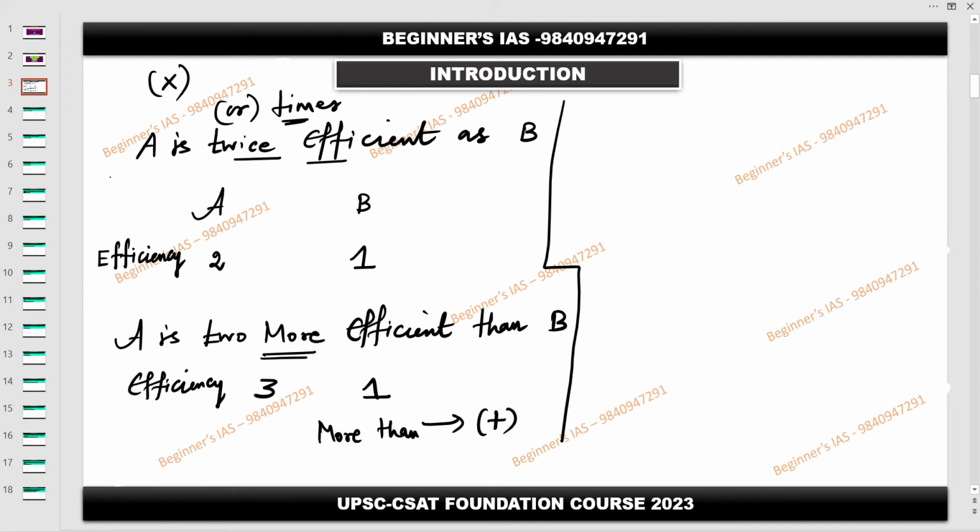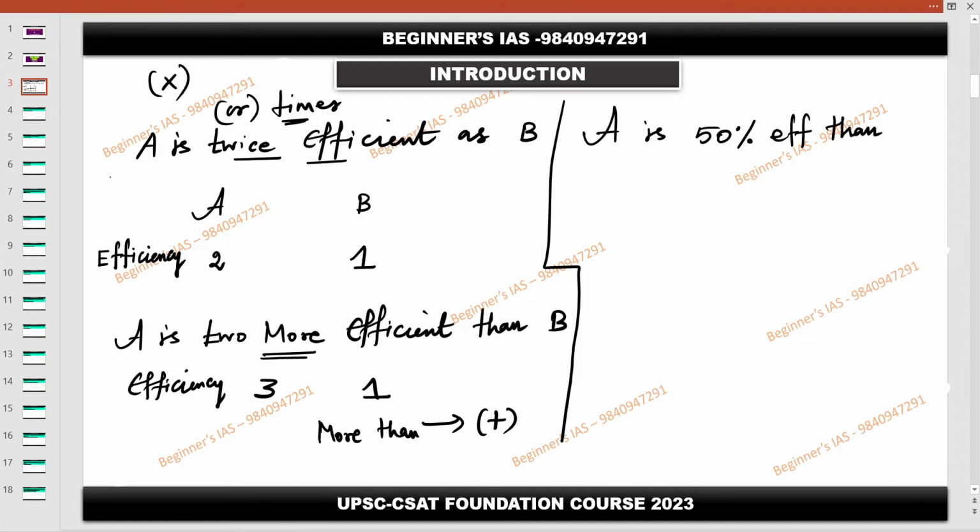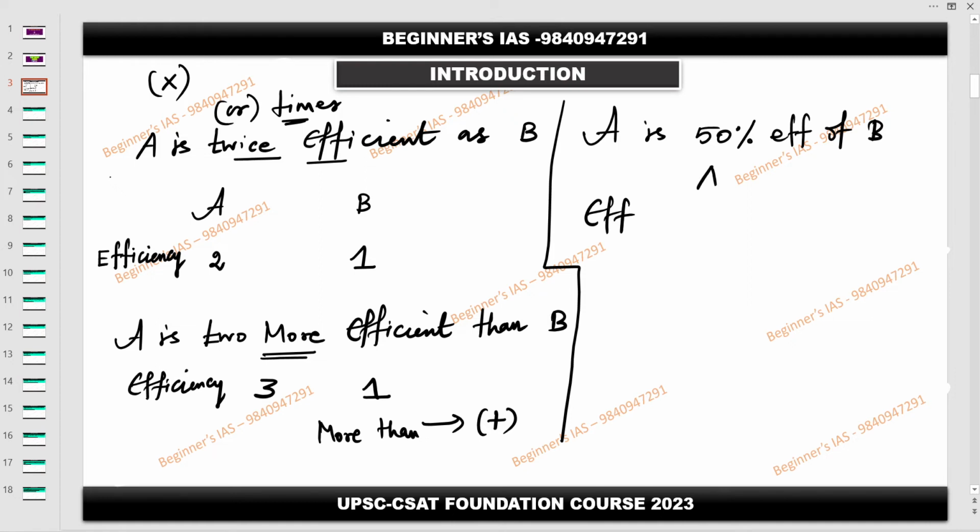Now I'm moving to the next concept. A is 50% efficient of B. Then what is the efficiency of A? 1:2.